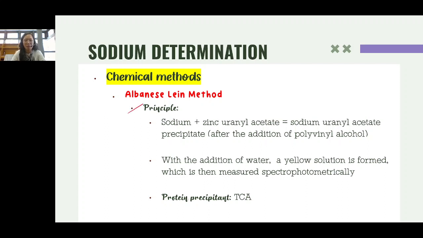So, for the principle, your sodium is made to react with your zinc uranyl acetate, in which a product will form, which is your sodium uranyl acetate precipitate, after the addition of your polyvinyl alcohol. And then with the addition of water, a yellow solution will form, and this yellow solution will then be measured using your spectrophotometer. So the protein precipitant being used here in your Albanese-Lein is what we call your TCA, or your trichloroacetic acid.